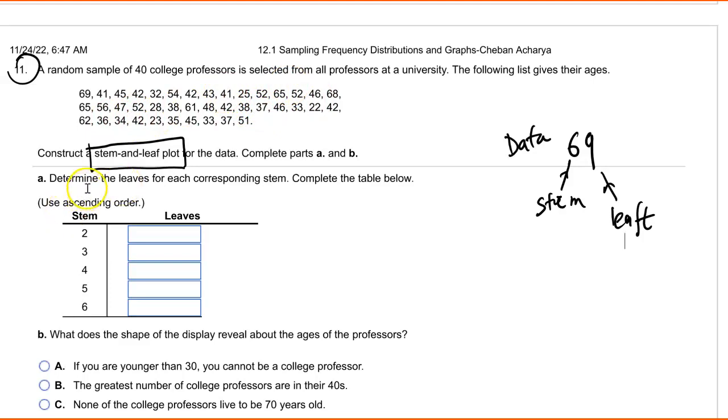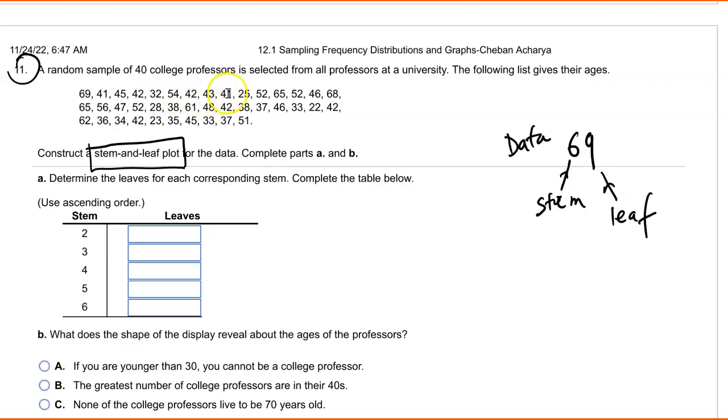All right, now to determine the leaf, you've got to read the second part, the ones place. Remember that. L-E-A-F, not L-E-A-F-T. L-E-A-F. Okay, let's find the data with the stem 2. Let's find the data with the stem 2.